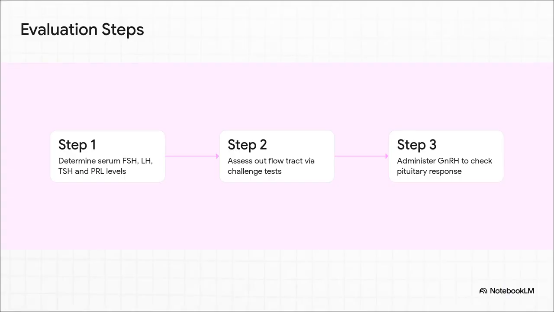We can actually build this out into a highly practical clinical algorithm. We take this massive, complex differential diagnosis and turn it into a super clear, predictable 3-step flowchart. Step 1 evaluates baseline hormones. Step 2 tests the physical tract. And Step 3 pinpoints the brain defect.